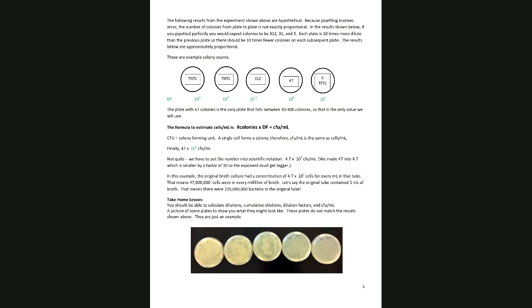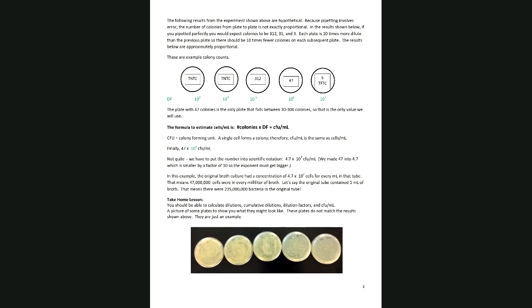And we did all this without the help of a calculator, right? Because you don't need a calculator to do these things. So what does this number mean? 4.7 times 10 to the 7? That means we had 47 million cells in every milliliter of broth in the original culture, right? The one we started with.